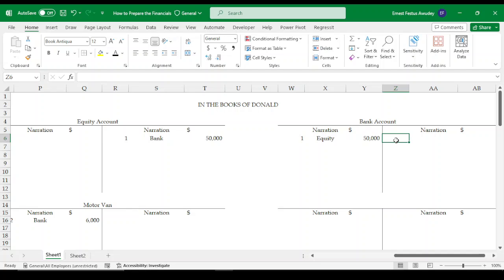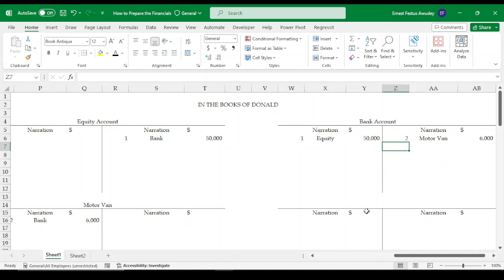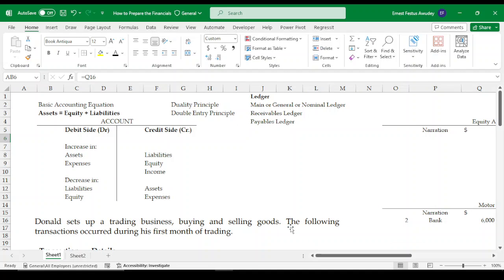That is another tip for you, bonus. So we'll have my two here, and my corresponding entry was in the motor van account. So I write motor van there, and the amount I'm going to reference. The reason I'm referencing is for the automation, so that any changes I make to this particular figure here is going to reflect in the corresponding figure right here. That is the reason why I'm doing the referencing for the amount columns.